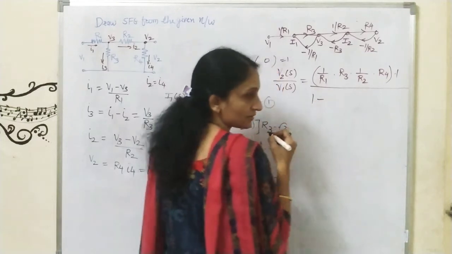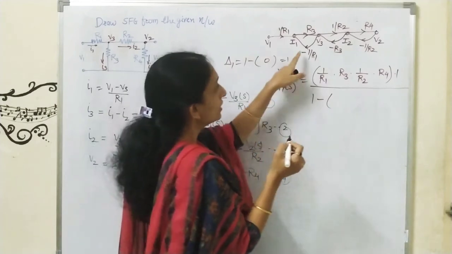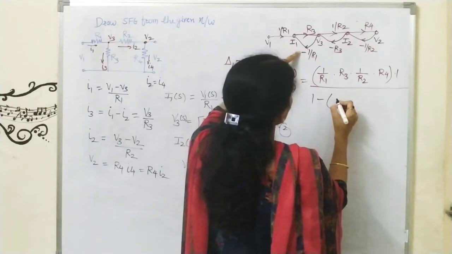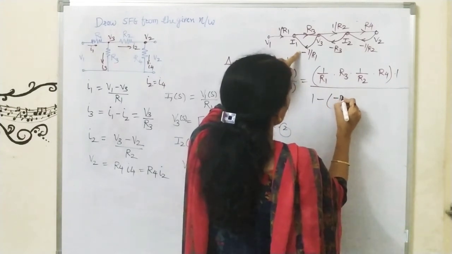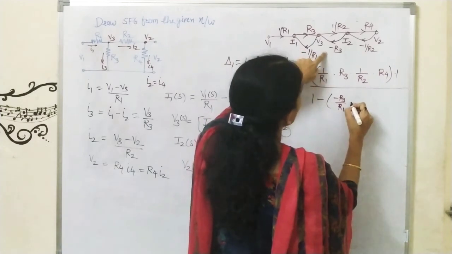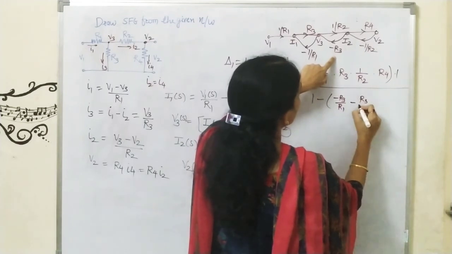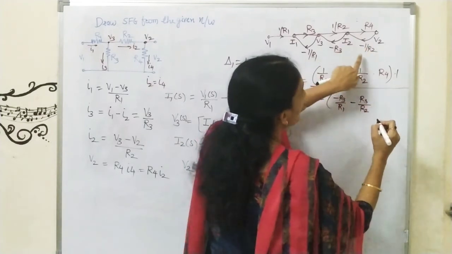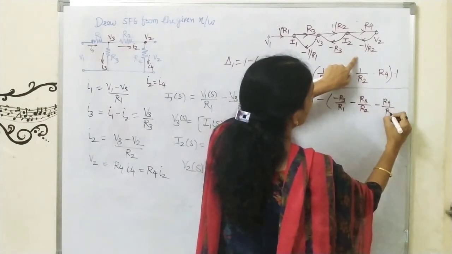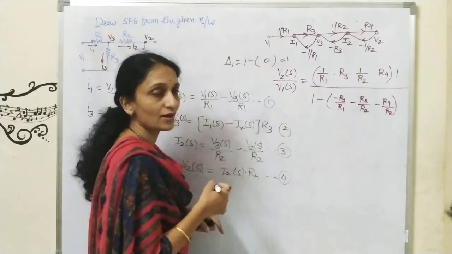Then 1 minus, in bracket, the sum of all individual loops. How many loops are there? 1, 2, 3. So here I will write minus R3 by R1, this is your first loop, plus, but here negative sign is there, so I will put minus R3 by R2, and here again minus R4 by R2. Two non-touching loops are not there. So this is your transfer function.